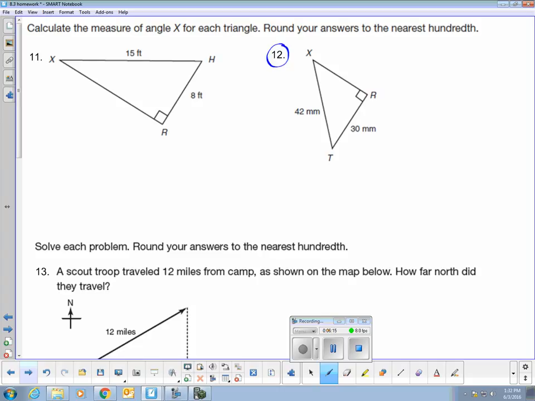Now, number 12, we need to find the measure of angle x. So once again, we need to use our inverse function on our calculator so that we can find the measure of an angle. In relationship to my reference angle, this side is the opposite side. This side is the hypotenuse. It's the longest side. So I need to use the inverse of sine. And the side that's opposite angle x is 30. The side that is the hypotenuse is 42.